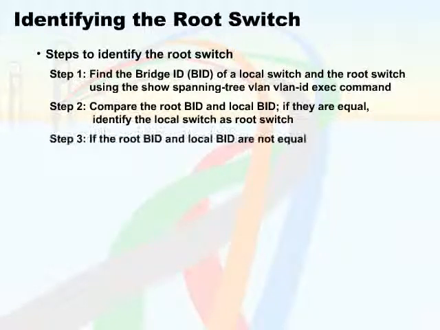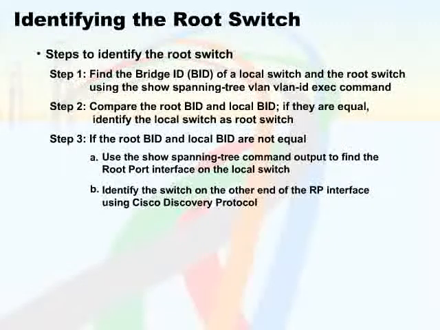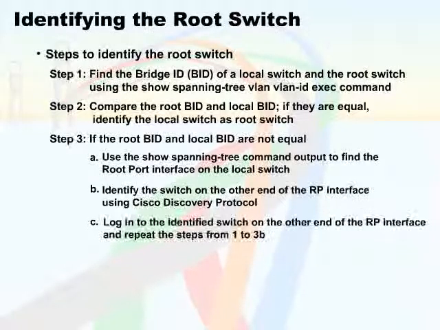Then, if the root BID and local BID are not equal, first, use the show spanning-tree command output to find the RP interface on the local switch. Then, identify the switch on the other end of the RP interface using the Cisco Discovery Protocol. And finally, log into the identified switch on the other end of the RP interface and repeat the steps from 1 to 3B.